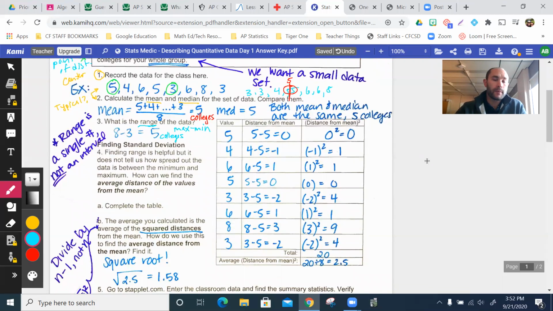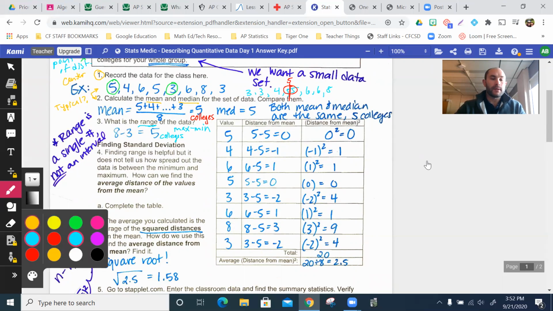There's a little note here by another person who had worked on this: range is a single number; it's not the interval. You can say that all of the colleges were from 3 colleges to 8 colleges. However, that's not the range. So if someone says compute the range, you don't just say from 3 to 8. You have to actually give the difference that you found.